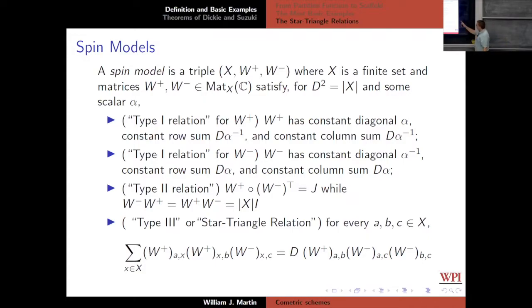Okay. And we want to satisfy these conditions. So in order to get the spin model of the type 1 relation, W plus has to have constant diagonal, constant row sum, and constant column sum. W minus has to have constant diagonal, constant row sum, constant column sum. And the entry-wise product of W plus and W minus should be the all ones matrix, and yet W plus matrix multiplied by W minus should be a constant times the identity matrix. And then there's this amazing type 3 relation where up here had denominators, right? But remember, W minus is just an inverse of an entry of W plus. So it would make a lot more sense to do it his way.